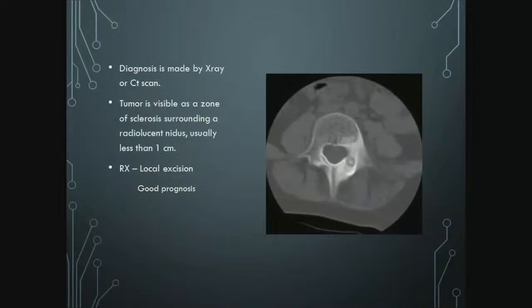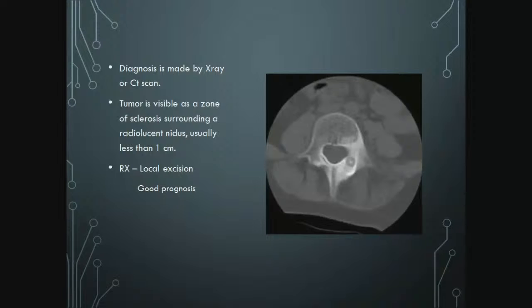Diagnosis is usually done by a CT scan or an X-ray. As you can see here, we have a CT scan picture of an osteoid osteoma presenting in the posterior element of the spine. This is a classical finding, where it appears as a radiolucent zone surrounded by a zone of sclerosis, and a nidus, or a radiodense point, present within the tumor that is usually less than 1 centimeter.